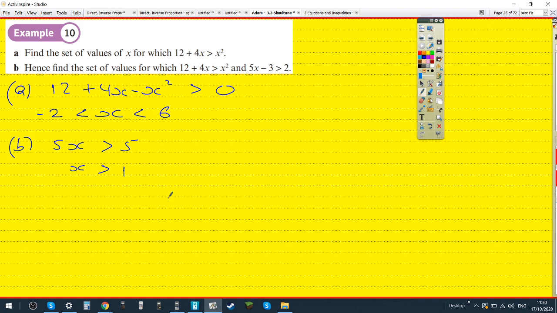So would there be 3 values to this? No. As in, you got minus 2, 6, and 1. No. X is between minus 2 and 6, and x is greater than 1. So would it be or x is greater than 1? No, and.